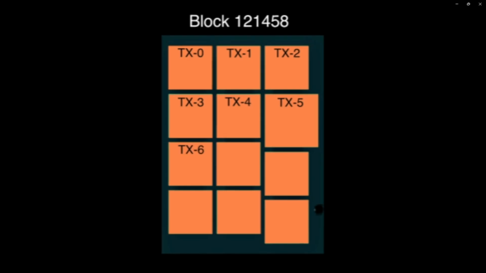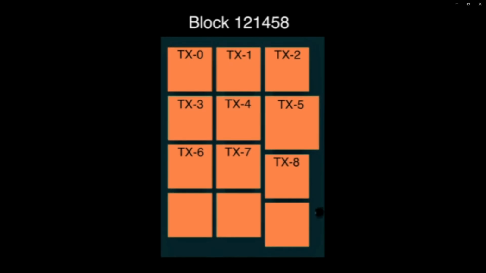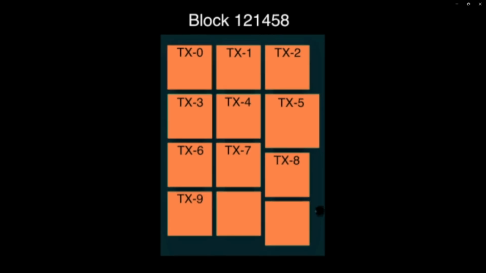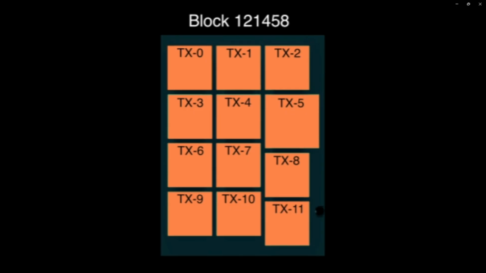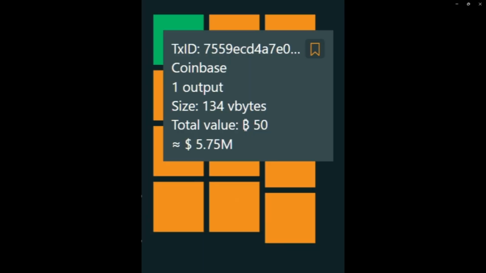So this is how the ledger works. This is how Bitcoin works. This is how the blocks of Bitcoin work. So block 121,458 of Bitcoin had 12 transactions in that block, right? So we know this. We can verify it. Anyone can verify it. That's what makes it great.